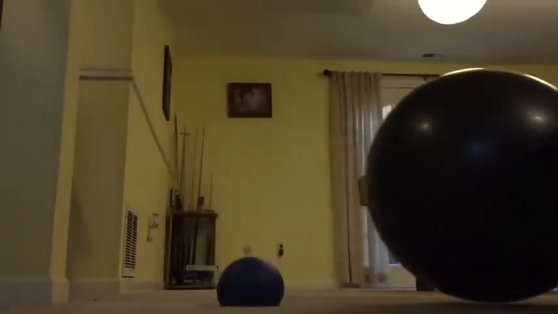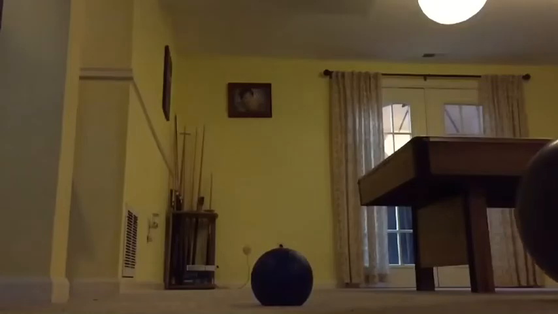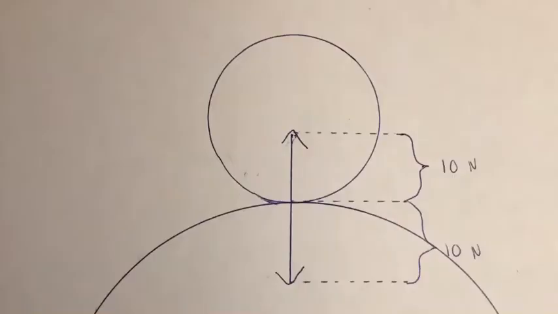As the object hits the yoga ball, it puts a force onto the ball. For example, let's say 10 newtons. When the ball is acted upon by the object, the ball puts an equal and opposite force back into the object, the same 10 newtons, but in the opposite direction.